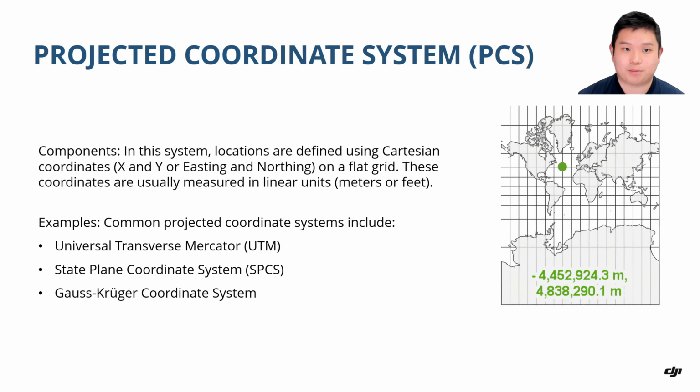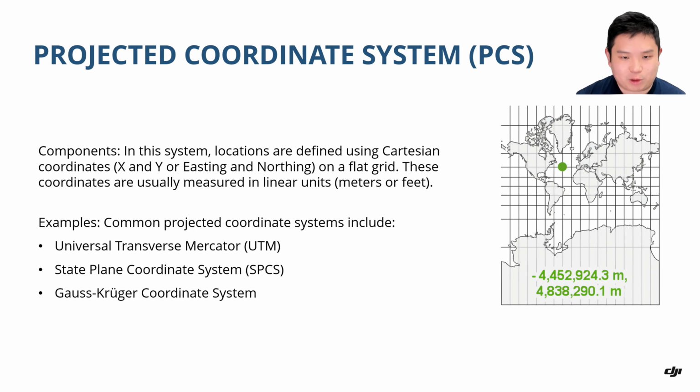Now let's have a look at the projected coordinate system. Instead of using longitude, latitude, and altitude as components, the projected coordinate system uses x, y, and z with linear measurements to determine the target location on Earth. On the right side, as you can see, I have that same location marked, but now presented in projected coordinates, x, y. Usually, since these are linear measurements, they come with units of meters or feet.